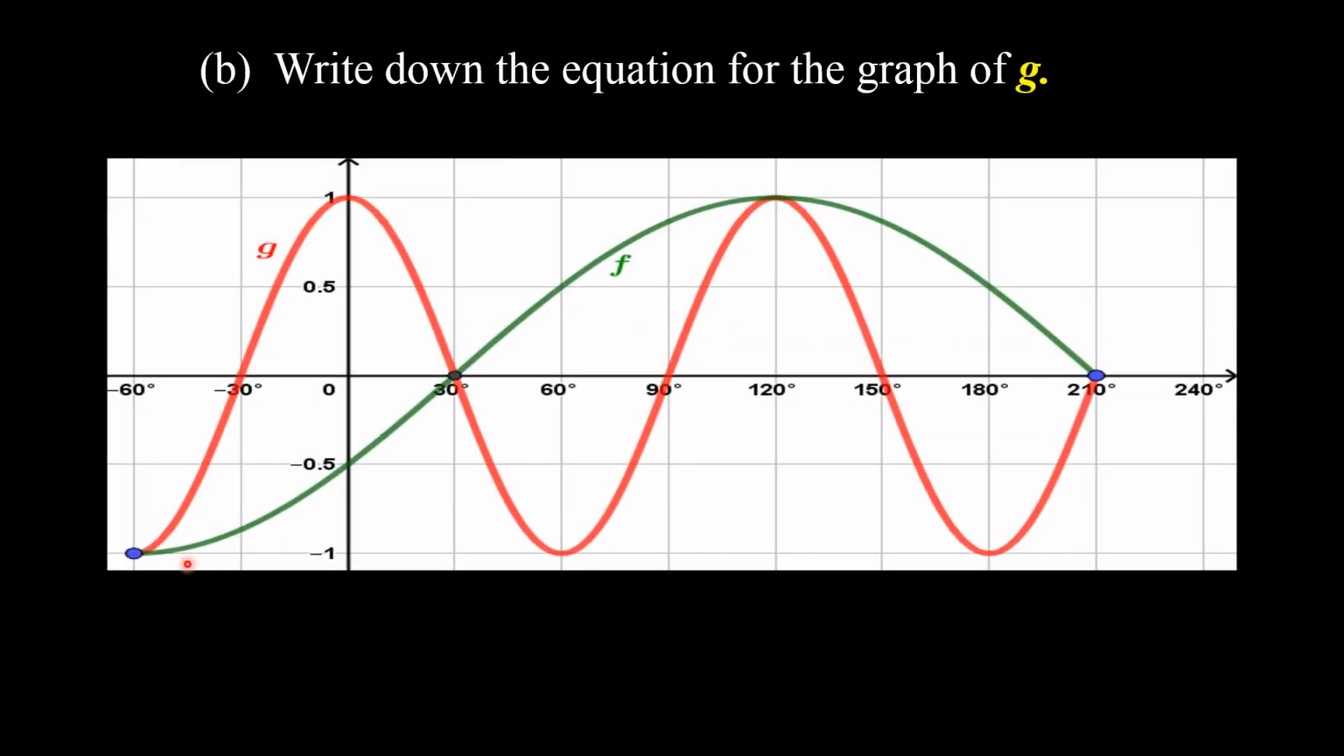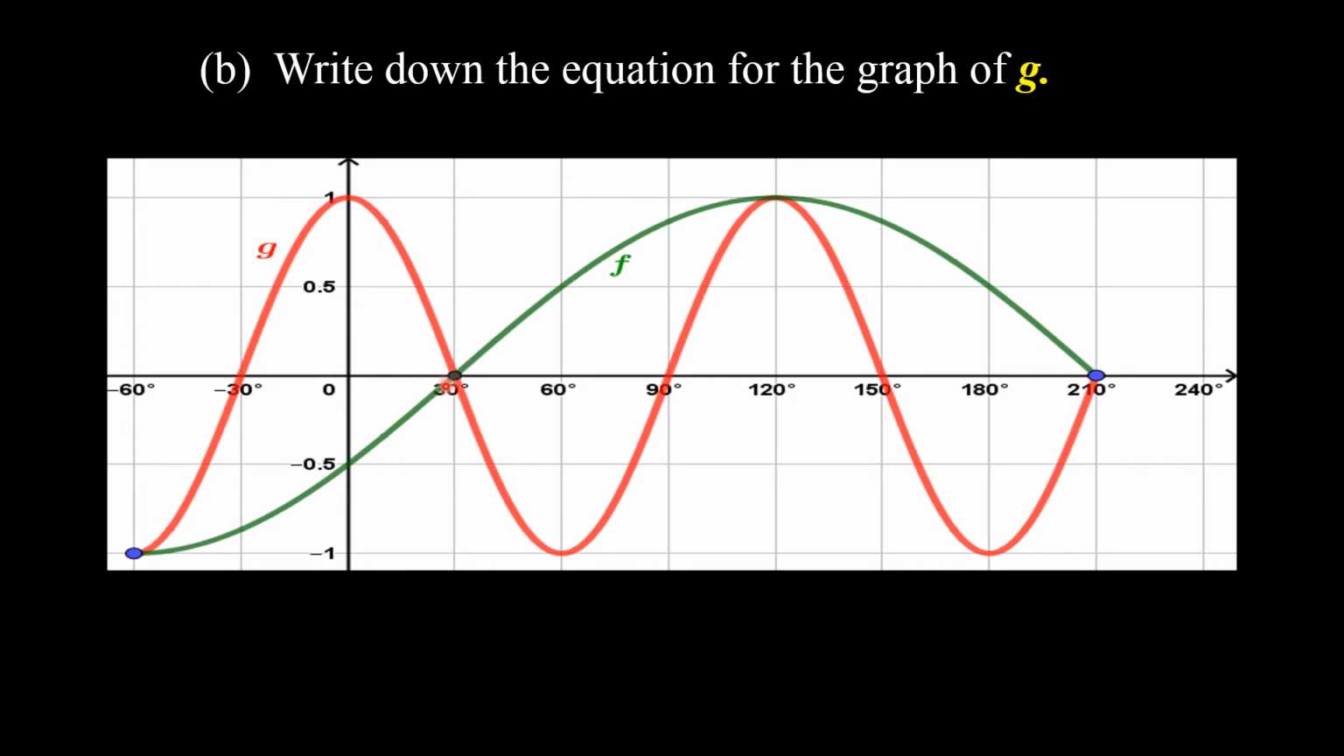Another graph question. Equation for the graph of g. G is a cosine graph. What we want is the equation for the graph of g. But look at that one. It should be from (0, 1) to (90, 0). But here, the 0 is at 30 degrees.